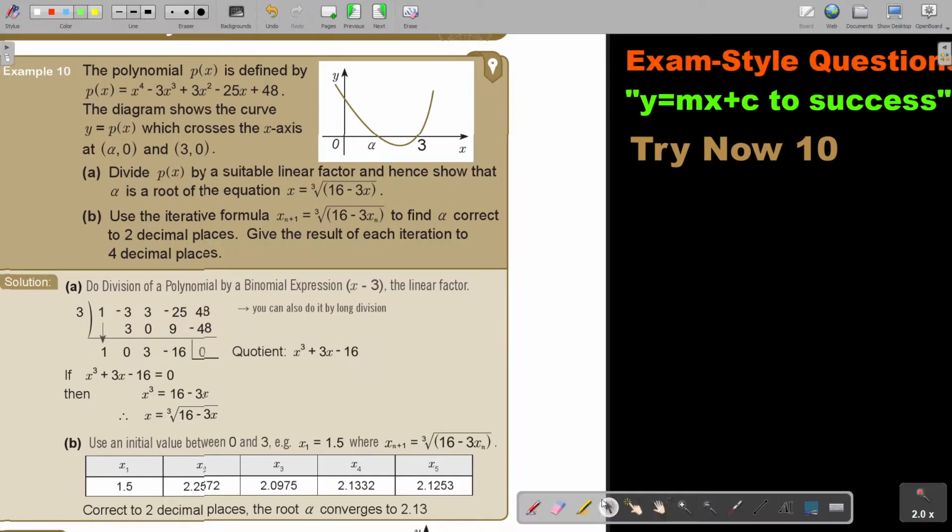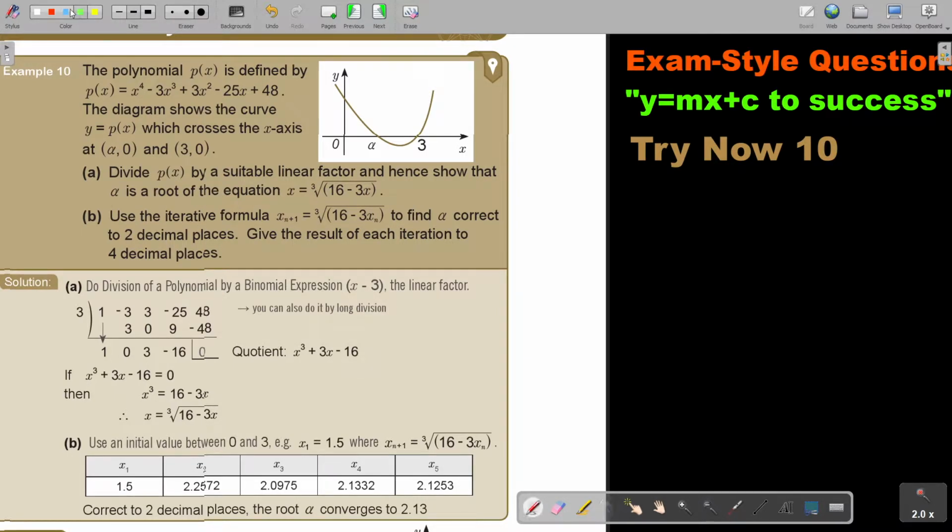Okay, let's start. The polynomial p(x) is defined by this. The diagram shows the curve y equals p(x), so there is the curve, which crosses the x-axis at alpha and at (3, 0). There are the two points. Now, actually in this question, they help you a little bit. They say, divide p(x) by a suitable linear factor and hence show that alpha is a root of the equation.